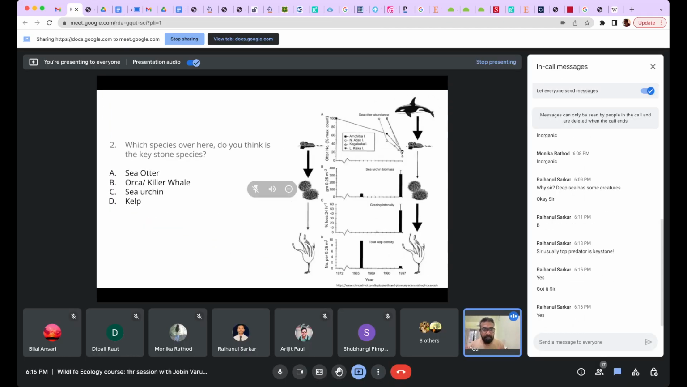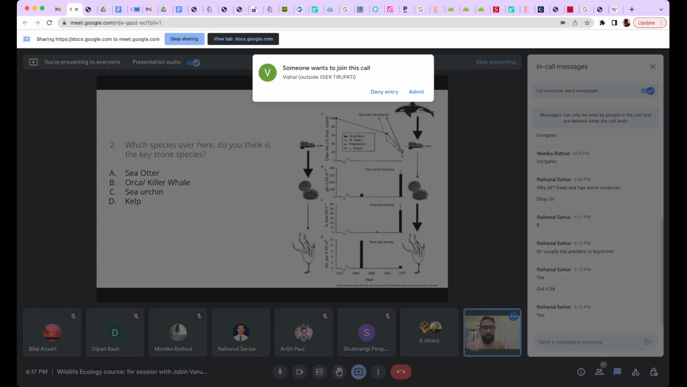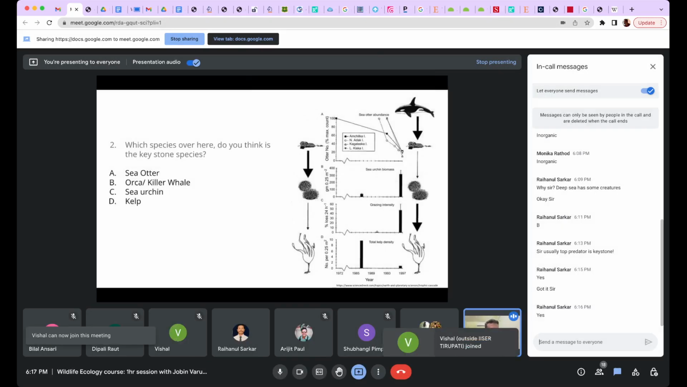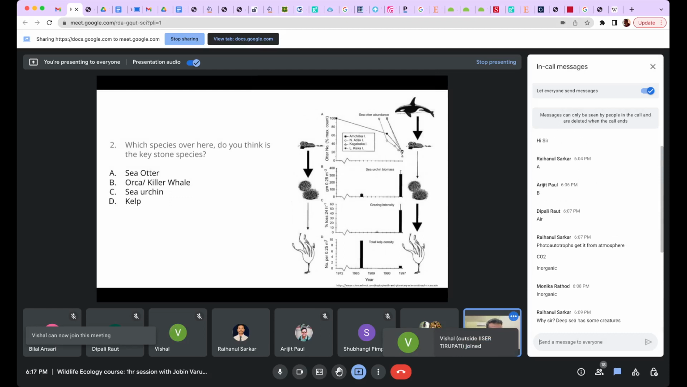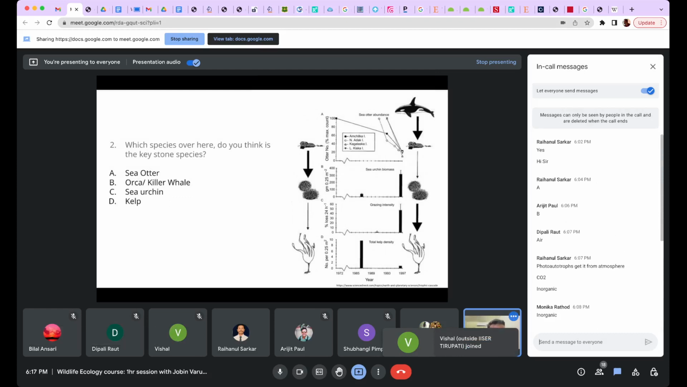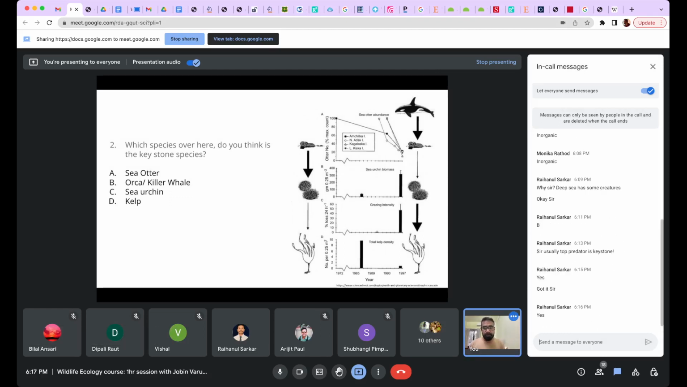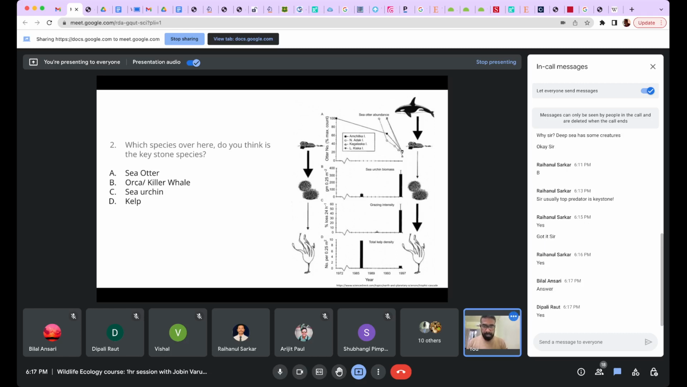Yeah, okay. Anybody else? Apart from Monica and Rayhanul, there are not many people who are answering the question. Deepali is saying. Arjit is there. So, people who got the logic of this question and the answer, yes or no would suffice. So, the answer is A, sea otter.